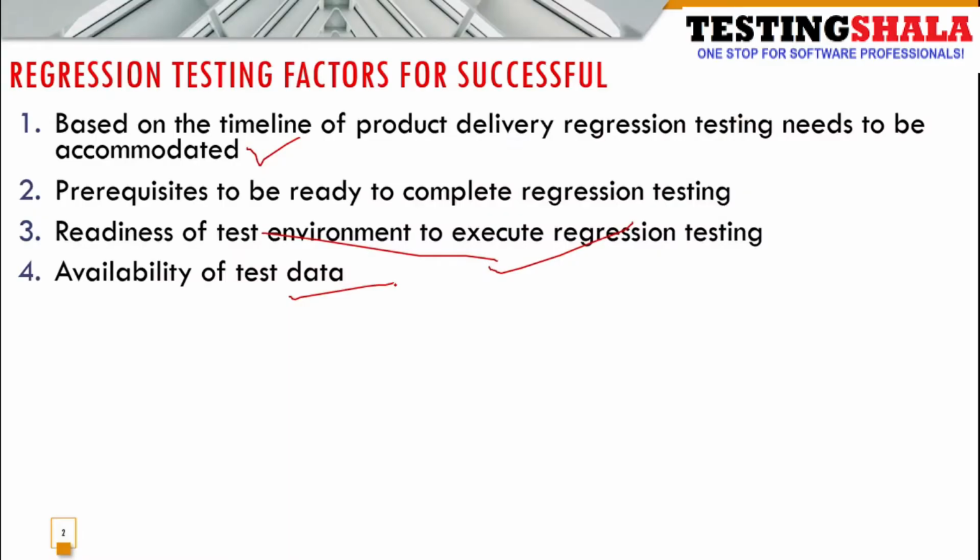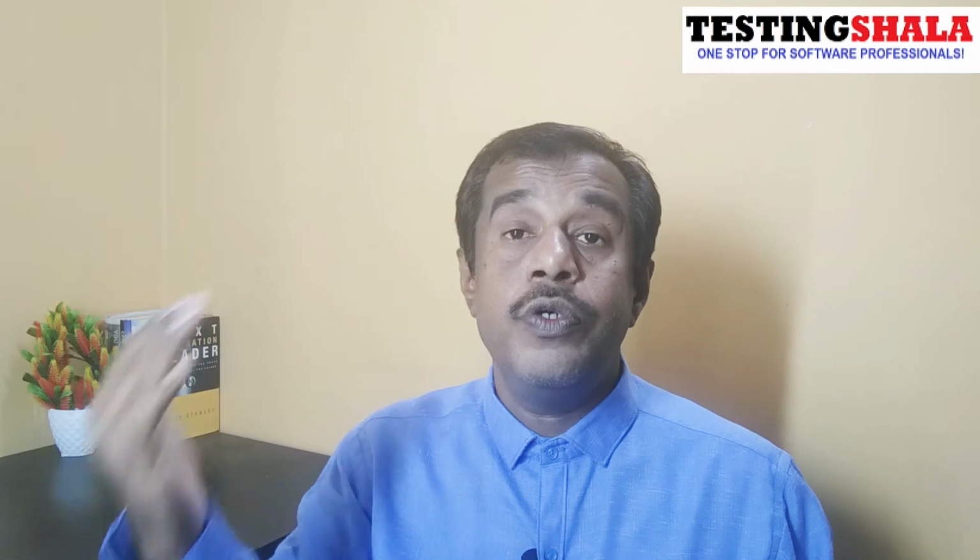And the fourth important factor here is availability of test data. Once the environment is ready, you should pump in the test data which is required to execute the regression test cases. You should have a clear idea of what test data you should pump into the test environment, and what are the data you should have here, who is going to provide that test data, everything you should have a clear idea of in order to make regression testing successful.